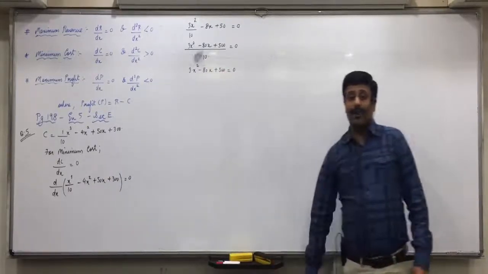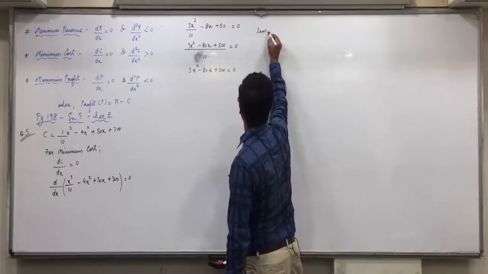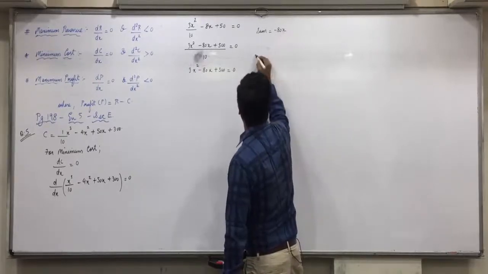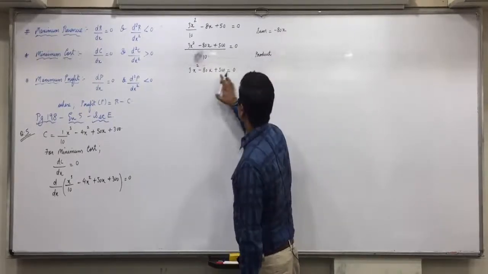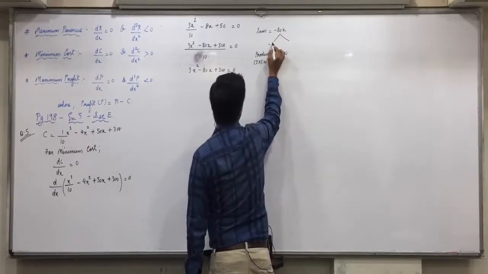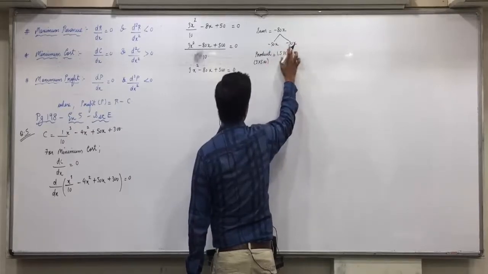Raise your hand, how will you do the factorization? Correct, we require the sum as minus 80x and we require the product 3 into 500, 1500. If you split into minus 50 and minus 30, what is minus 50 minus 30?